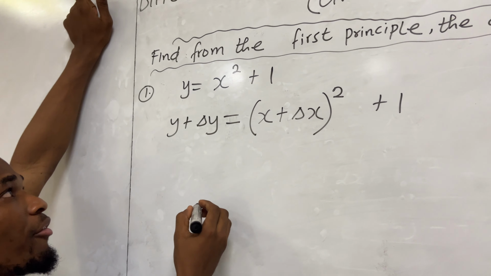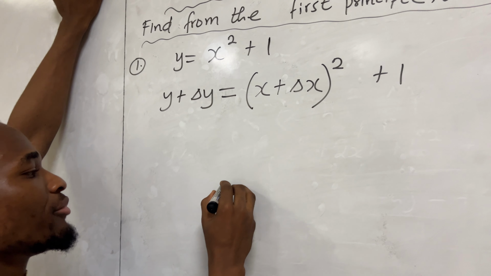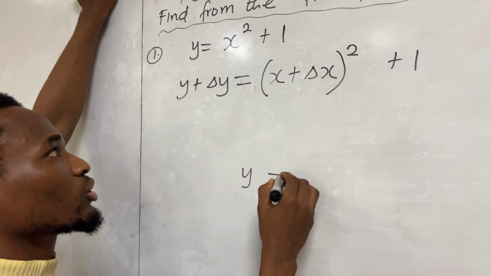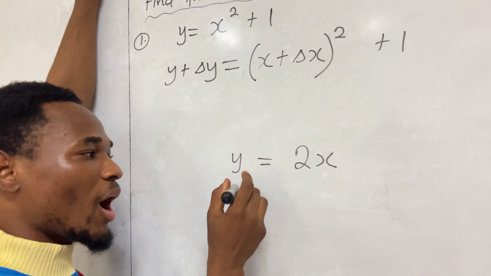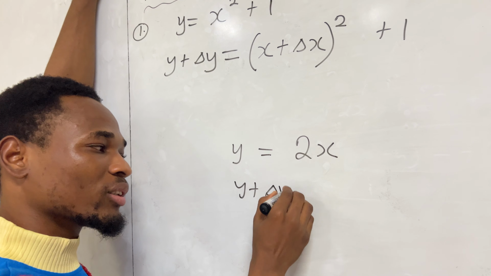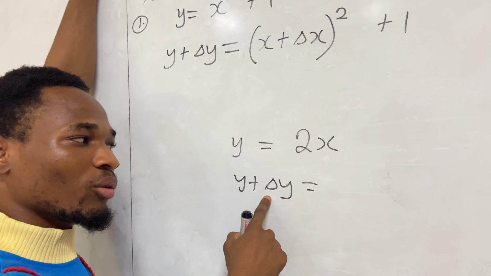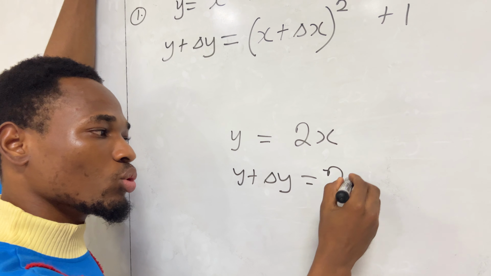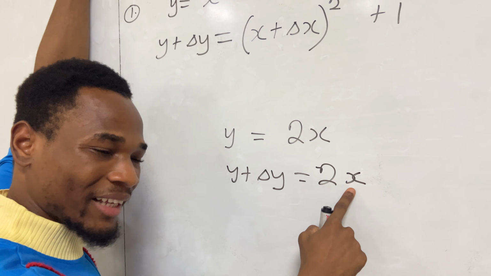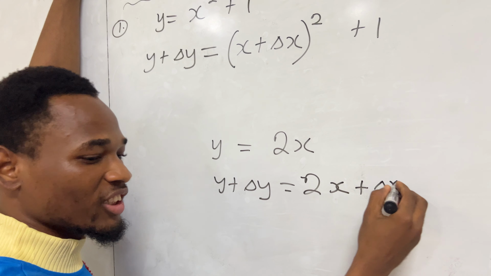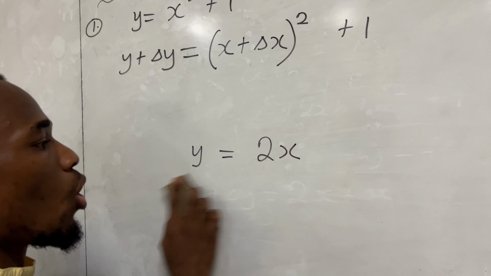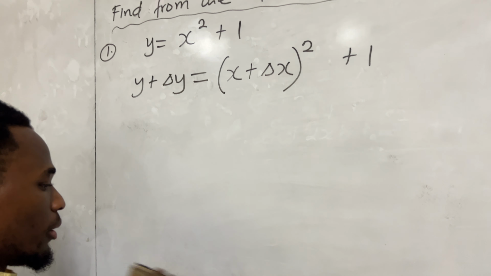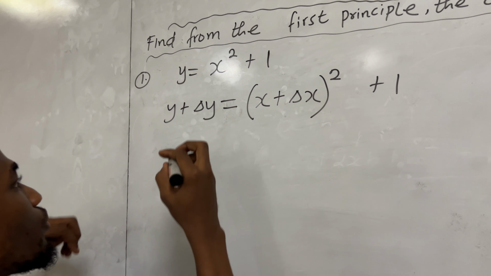So if I have, let's say, y equals 2x, wherever I see y, it will be y, then I'll add a change in y. Then when I come here, I have 2. Wherever I see x, I'll write the x, then I'll add change in x. This is how this method goes. It's not a formula though, but this is how the method goes.